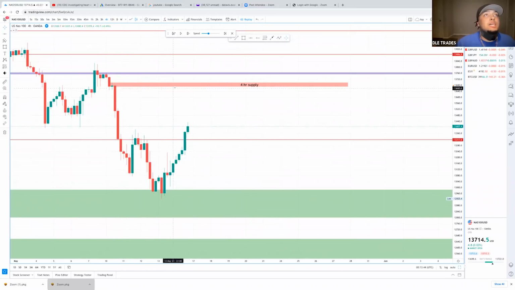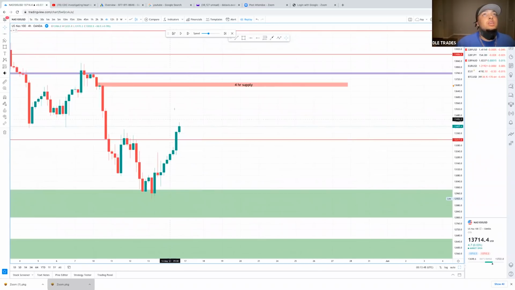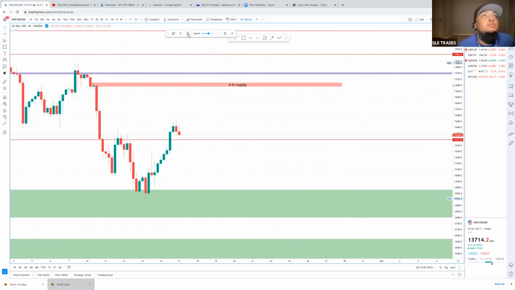I have my 4-hour supply up here. So what I want to see is what type of setups happen so that we can speculate that this 4-hour supply is going to act as a magnet and pull price into it. So let's see.